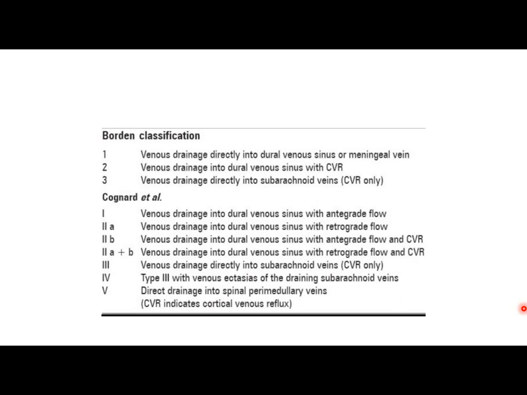The Cognard classification is the same, but with more details. It is from 1 to 5. We consider type 1 from Borden and types 1 and 2A from Cognard as benign AV fistula. And the rest, types 2 and 3 from Borden and 2B to 5 from Cognard, are malignant AV fistula.